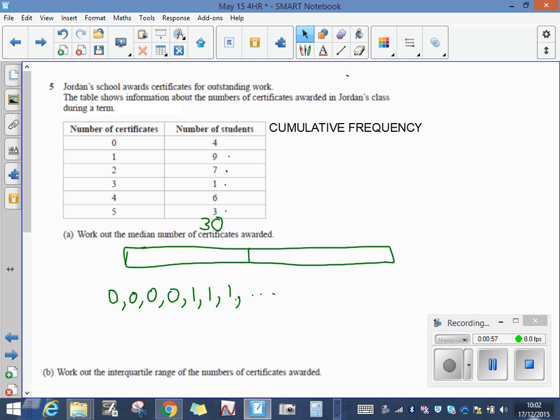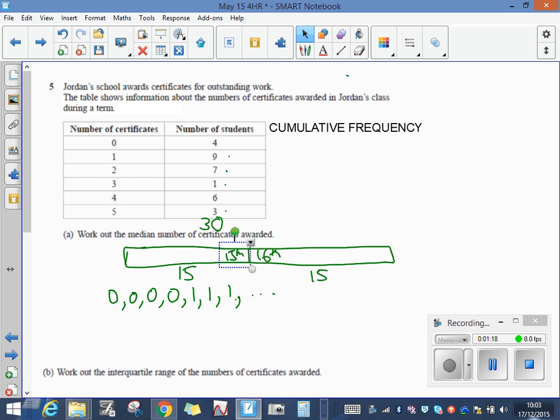So we've got the 30 students in the class. There will be 15 in the bottom half, and then 15 in the top half. And the median is going to be exactly after the 15th student and before the 16th student. So the 15th student is just here, the top one of the bottom 15, and the 16th student is there. Now, if we look at the table, it really helps to work out the cumulative frequency.